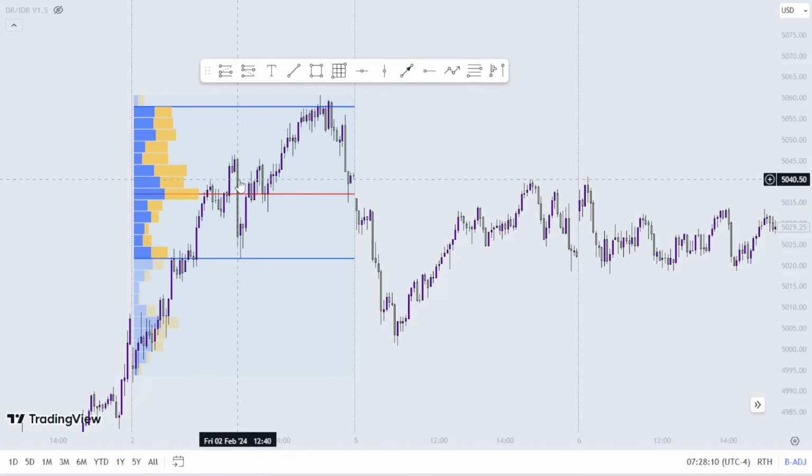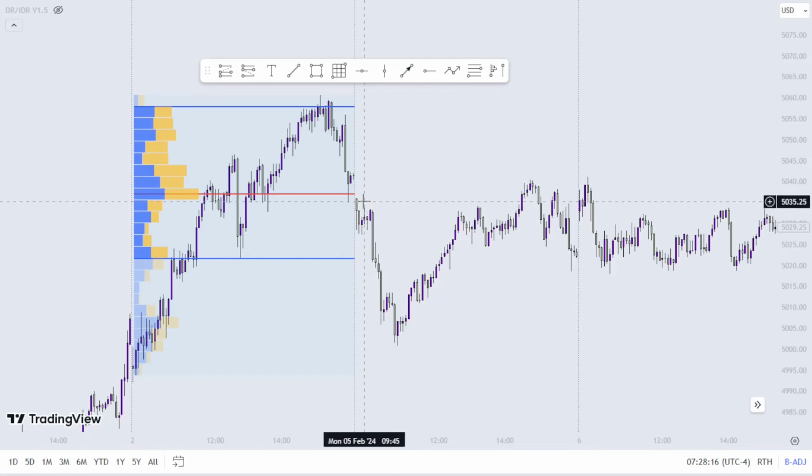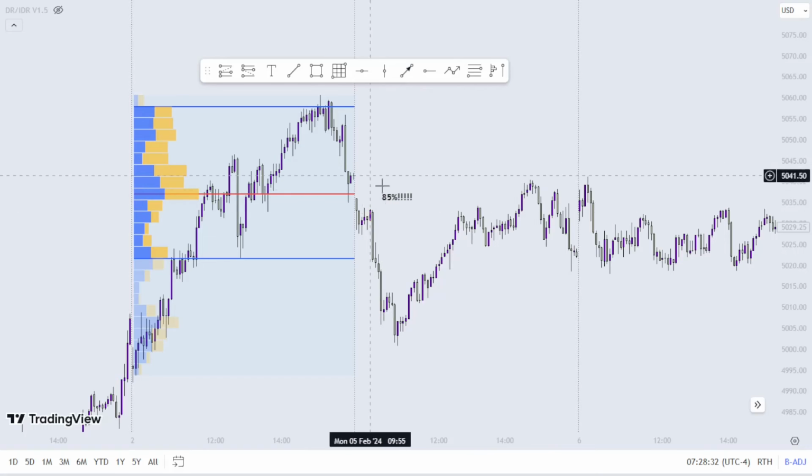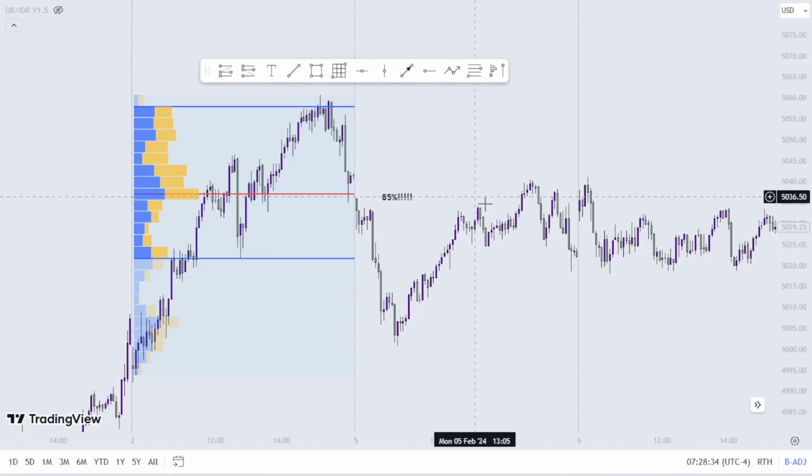What did price immediately do? Price didn't even create a top wick. Price pushed away from it and we pushed below the value area low. So in this moment, we know that we still have our statistic that states that this red line here is going to get hit 85% of the time. So we know that there's still a high probability that we go up and hit here.